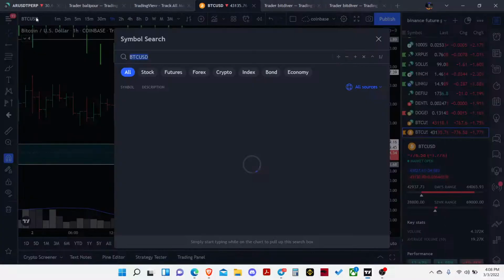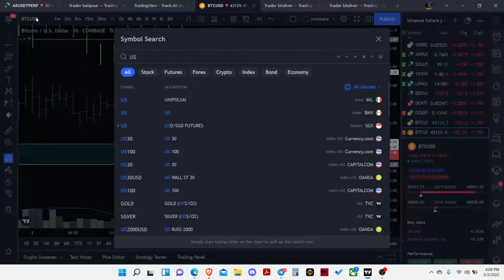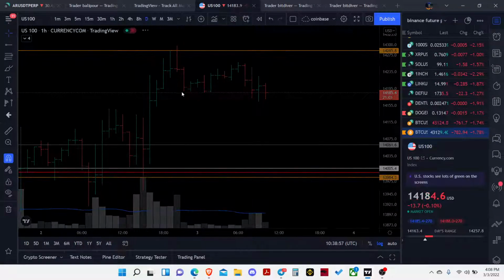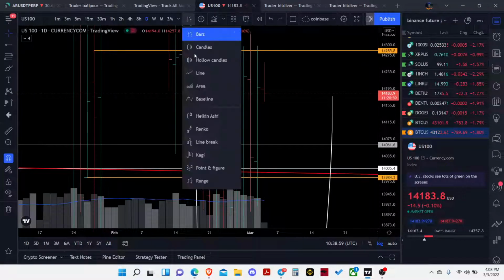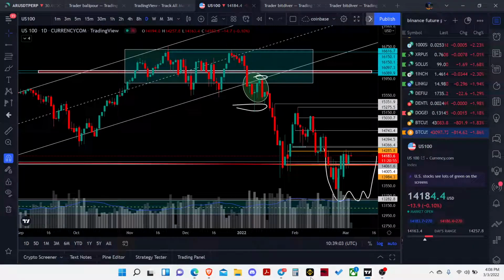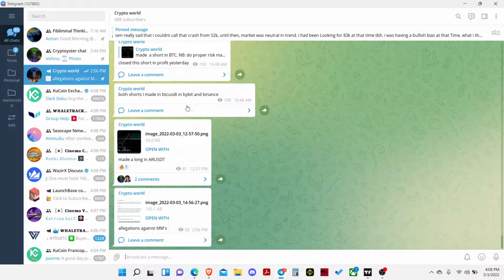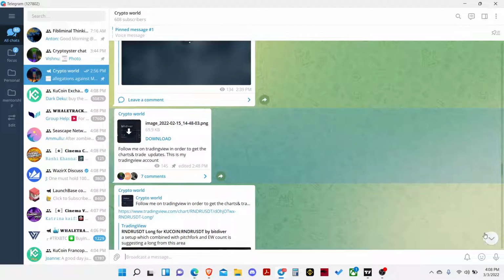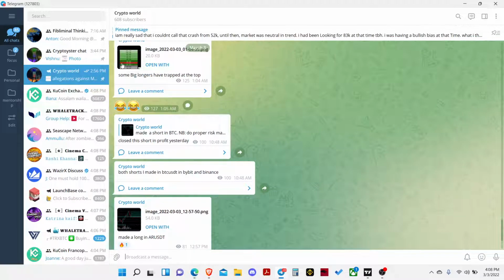Because yesterday, what we have seen on the Nasdaq, I have shared that on the Telegram channel, because the Nasdaq is going to bottom at this point. Let's see if that's going to be a temporary bottom or something like that. Let's see.